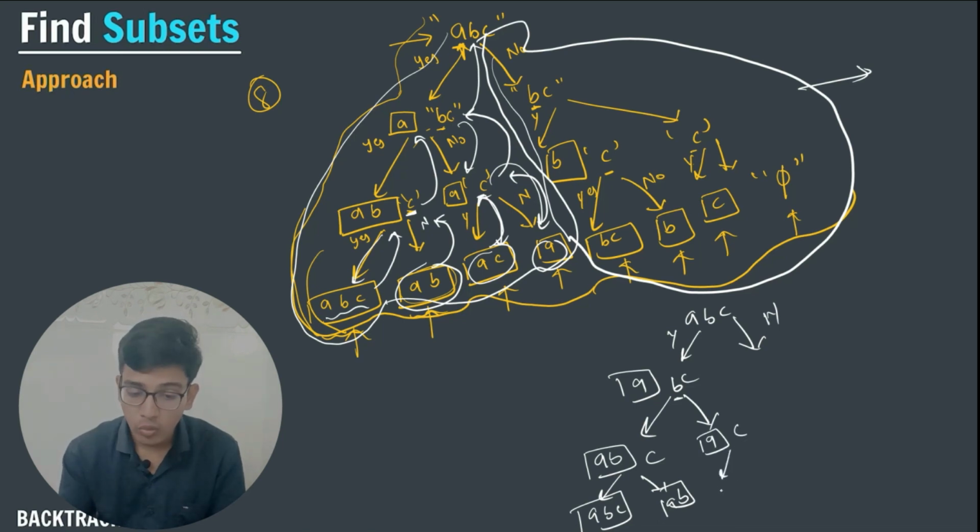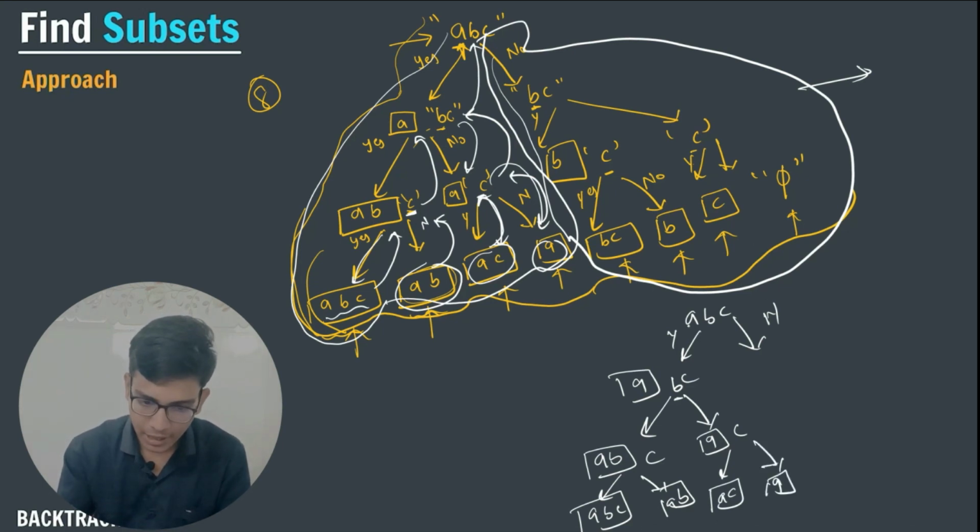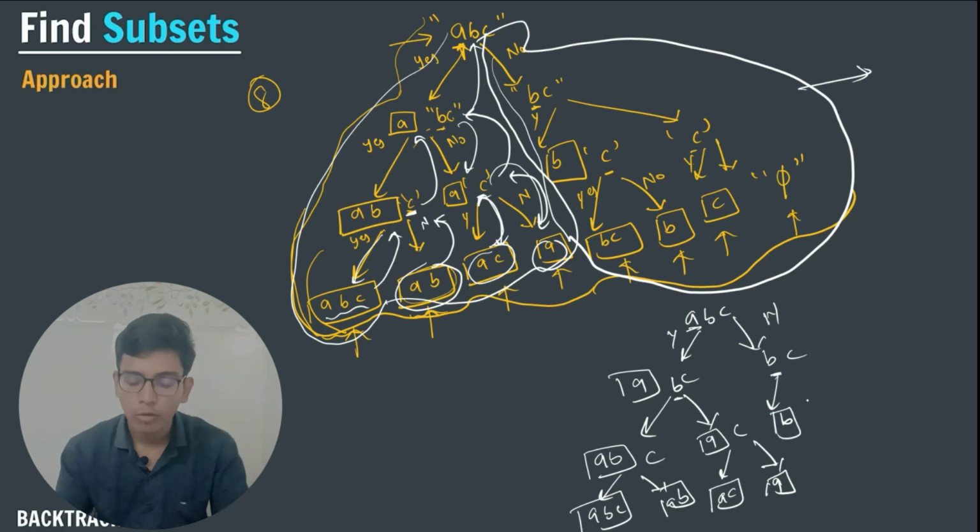Similarly, if c also wants to be part of our subset, then ac. If not, then only a. Similarly here, if a doesn't want to be part, then we'll be left with a b c. Now we need to think about b. So if b wants to be part, then we'll include b. After it we need to think about c. If c also is a part, then bc. If c doesn't want to be part, then we will be left with only b. Okay, I hope you are getting it.